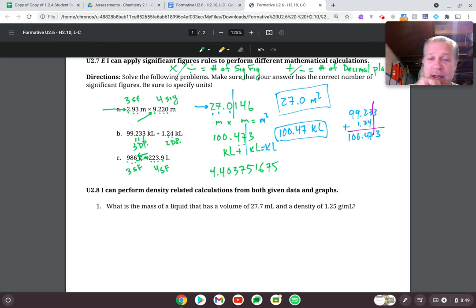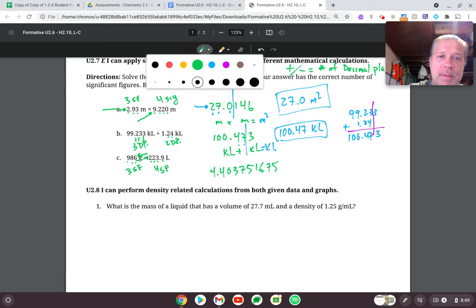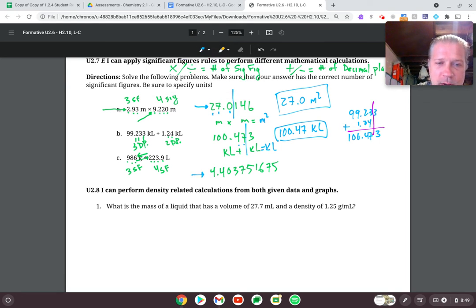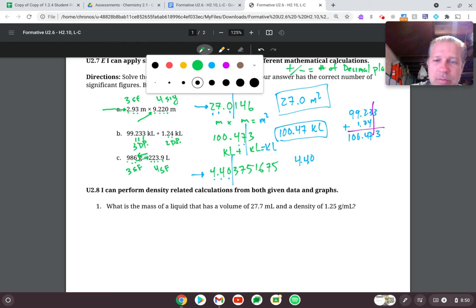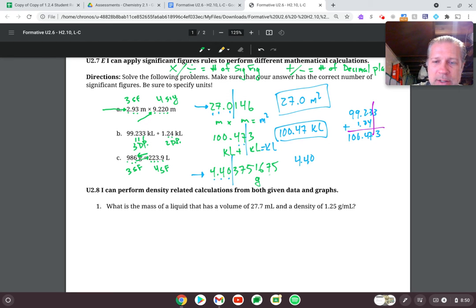So I'm going to go ahead and count sig figs, drawing my line and count, because there's a decimal, 1, 2, 3, and I draw that line right there. And so in this instance, the 3 cannot round the 4 up or the 0 up. So my actual numerical answer is going to be 4.40.